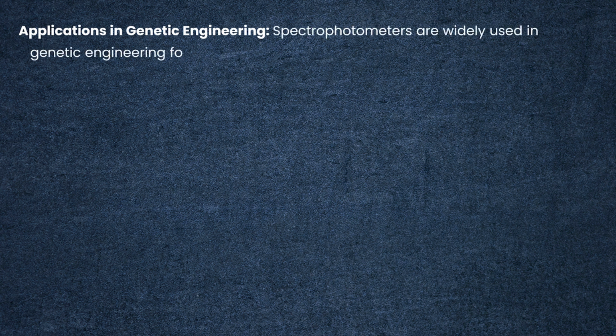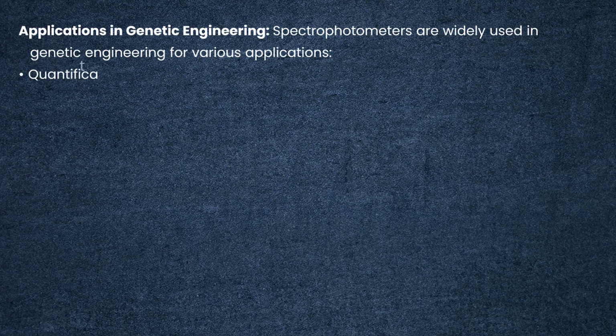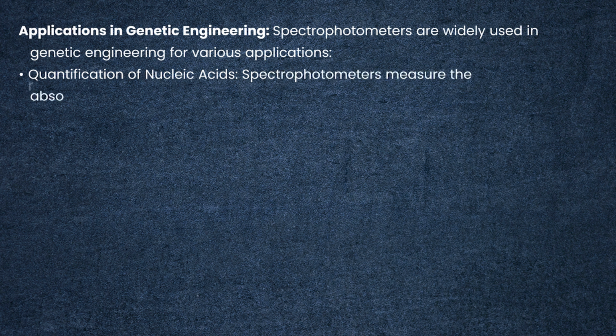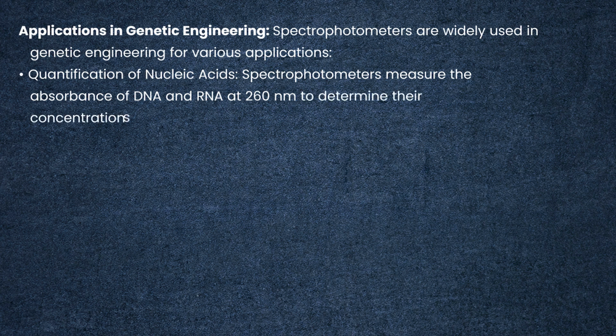So, what are the applications of the spectrophotometer in genetic engineering? Spectrophotometers are widely used in genetic engineering for various applications, for example, quantification of nucleic acid. Spectrophotometers measure the absorbance of DNA or RNA at 260 nanometers to determine the concentration and purity. Similarly, it is also used for protein quantification.